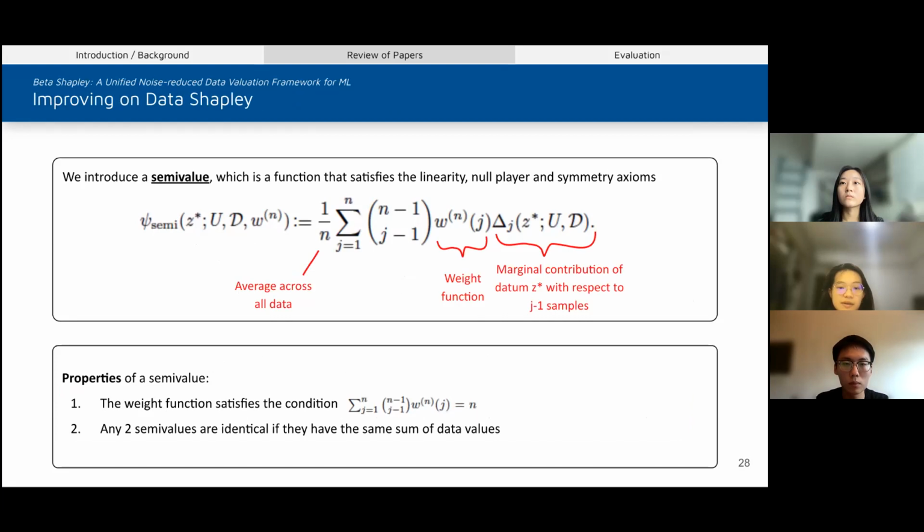Every semi-value can be expressed as a weighted mean of marginal contributions without the efficiency axiom. The first property of a semi-value is that there must exist a weight function that satisfies this condition, so that data values can be formulated. Although the semi-value loses the uniqueness of the weights, it is unique up to the sum of data values. So any 2 semi-values are identical if they have the same sum of data values.